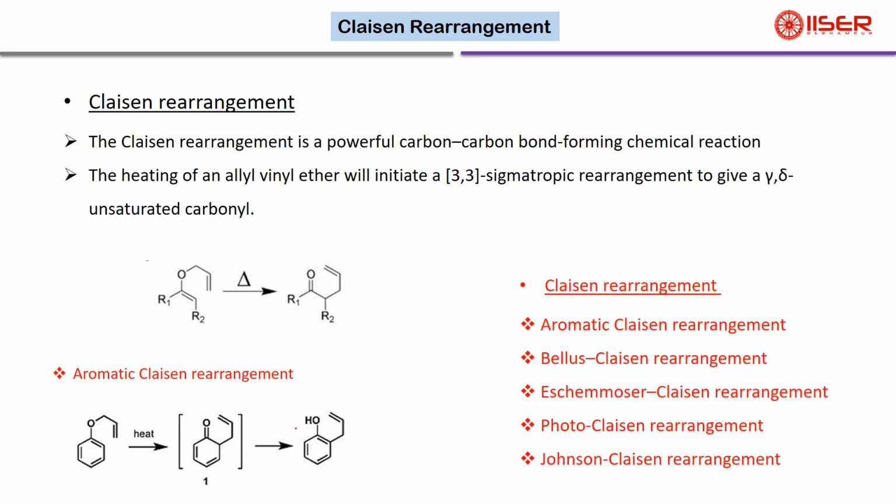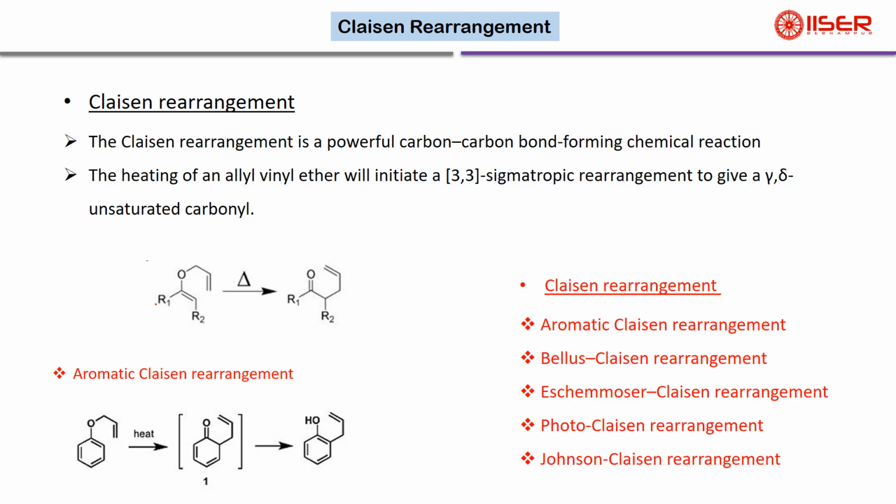The heating of an allyl vinyl ether will initiate a 3,3 sigmatropic rearrangement to give a gamma,delta-unsaturated carbonyl compound. There are various types of Claisen rearrangement: aromatic Claisen, Bellus-Claisen, Eschenmoser-Claisen, photo-Claisen and Johnson-Claisen, and there is also the Ireland-Claisen reaction. So what is aromatic Claisen?